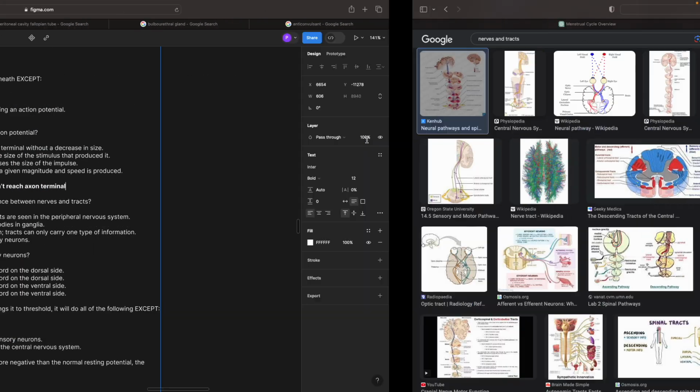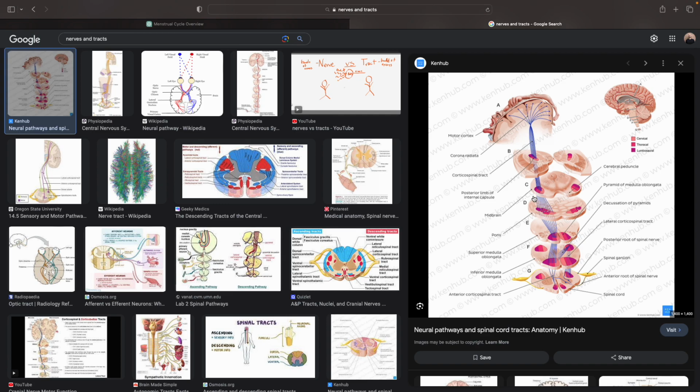Let's look at this thing right here. So we have our motor cortex, which is in the, I believe, frontal lobe, right? And there's also the example of the optic nerve and tract. So we have an anterior root of spinal nerve, and then we have spinal ganglion. The ganglion is like a posterior root of spinal nerve. So nerve is before the ganglion.